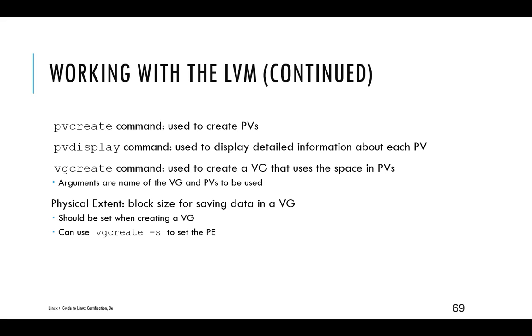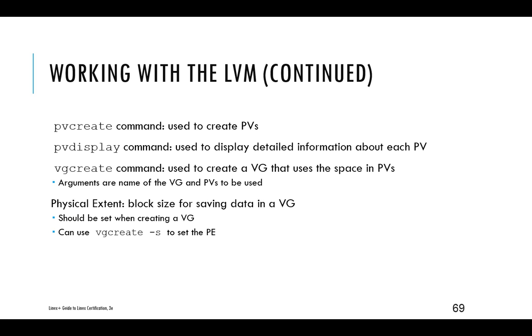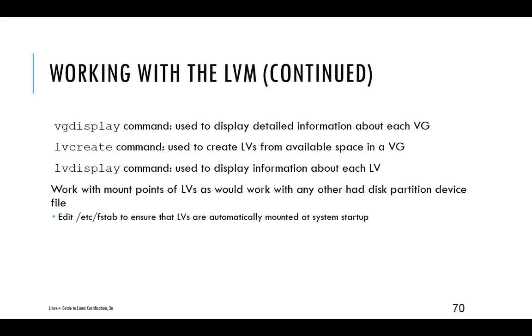Your physical extent is your block size. You should set it when you create it. Say, I'm going to set this amount of data to be in my volume group, so I can put my physical volumes in there. vgdisplay, just like pvdisplay, all it does is display the information of the volume group. Then you have your logical volumes, and all that does is create logical volumes inside that. You have your physical volumes and your logical volumes inside the group. That's all it does. Does that make sense?